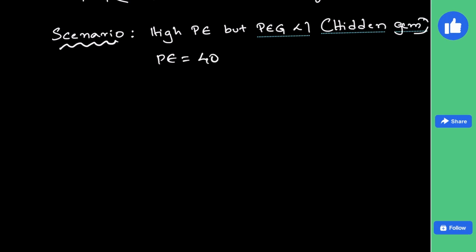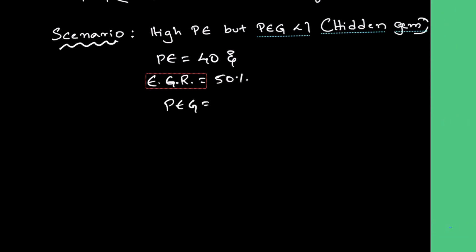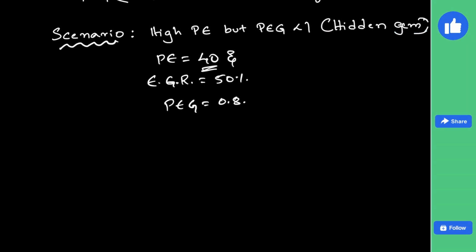PE is equal to 40 and the EPS growth rate, EGR, is equal to 50%. Then PEG is equal to 0.8. So even though the PE is very high, because the growth rate is also higher, the PEG is less than 1, which means it is actually reasonable to invest. Now let's take another scenario.